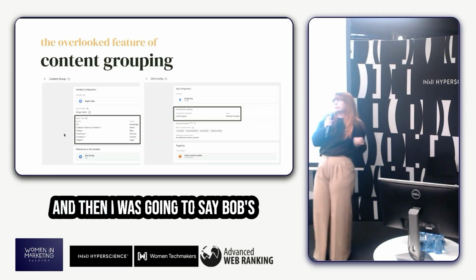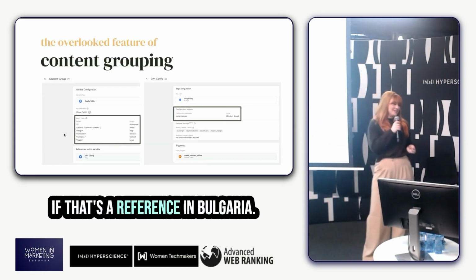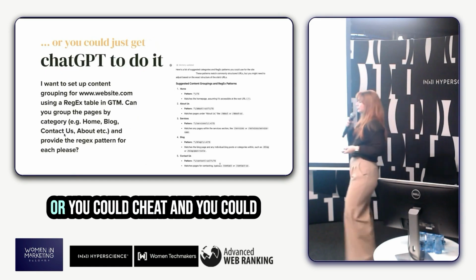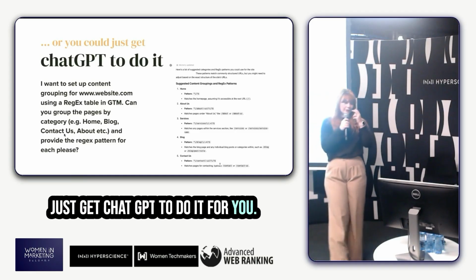And then I was going to say Bob's your uncle then, but I don't know if that's a reference in Bulgaria. Or you could cheat and just get ChatGPT to do it for you.